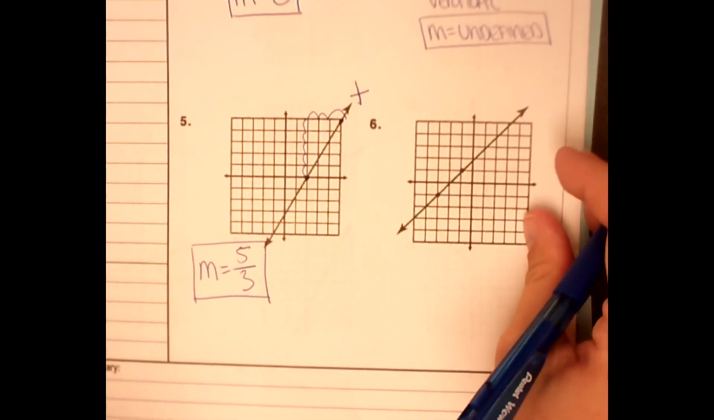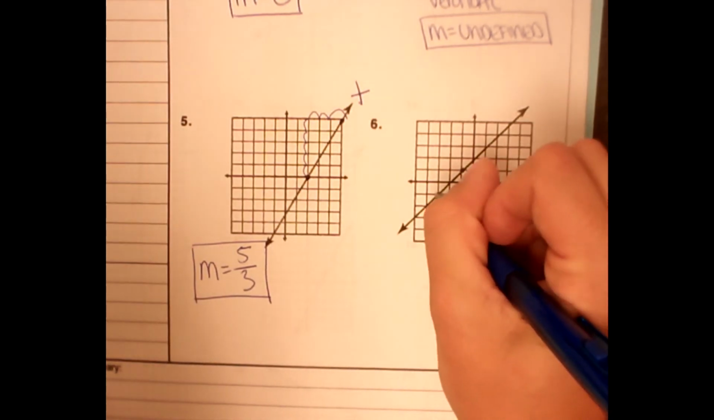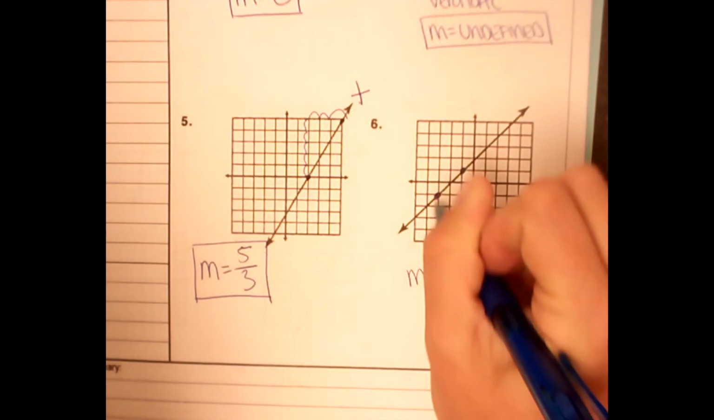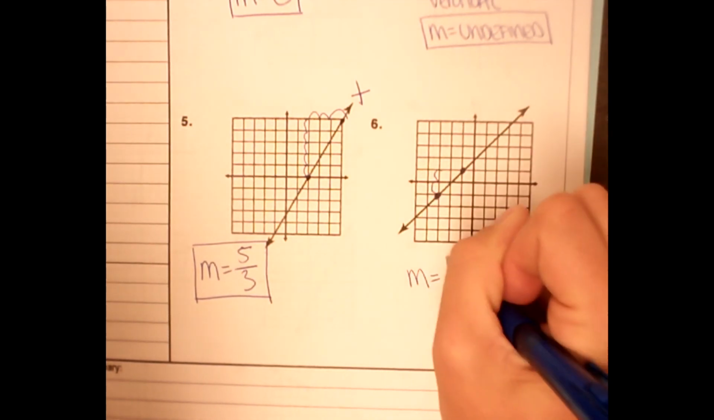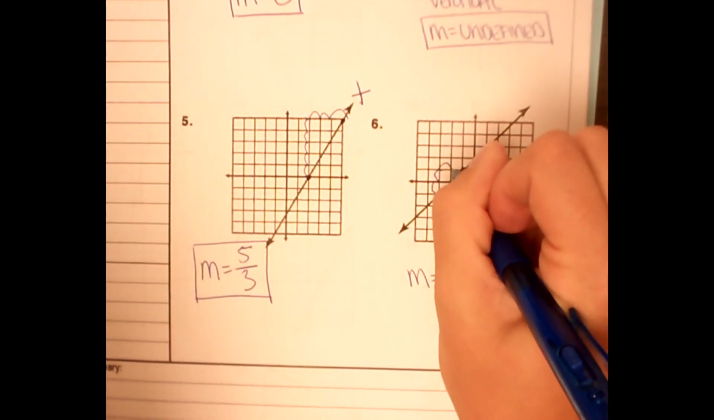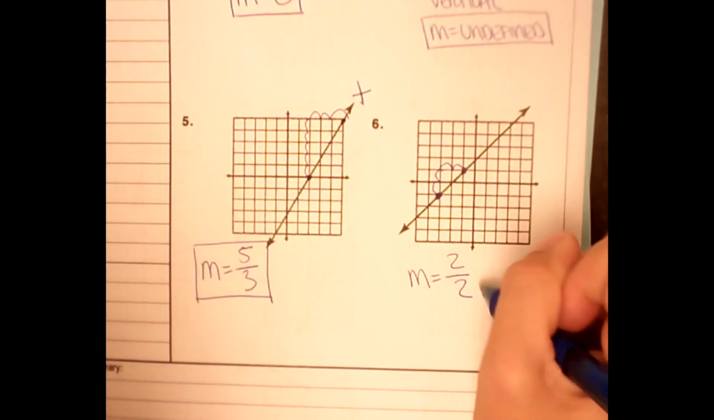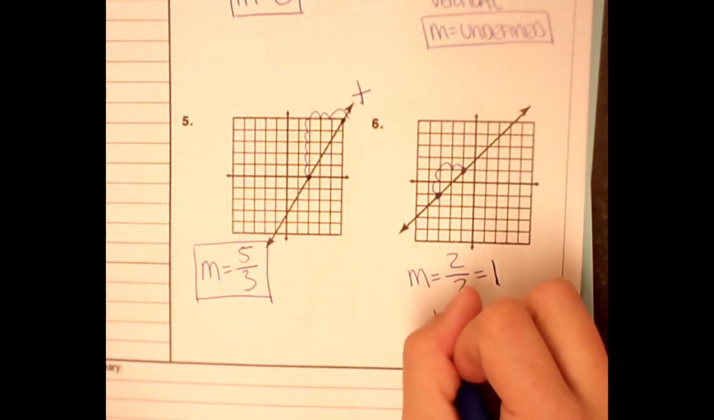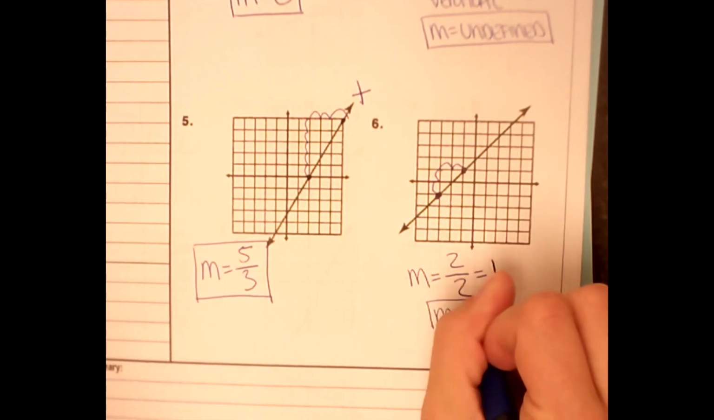Our last one, number 6, find your points. There's one right here and one right there. So we write our letter m. Rise would be 1, 2. Run is 1, 2. Well, that's 2/2, which reduces to 1. So my m is equal to 1.